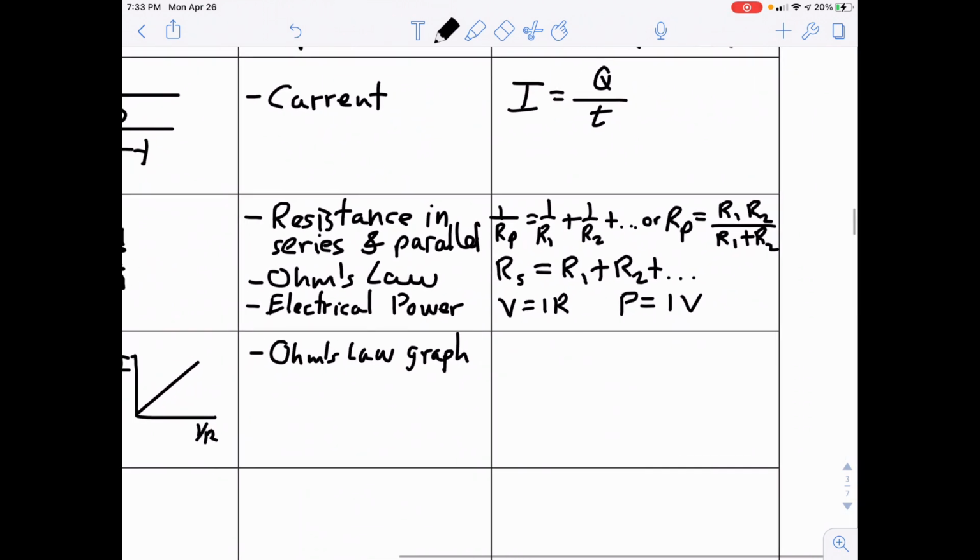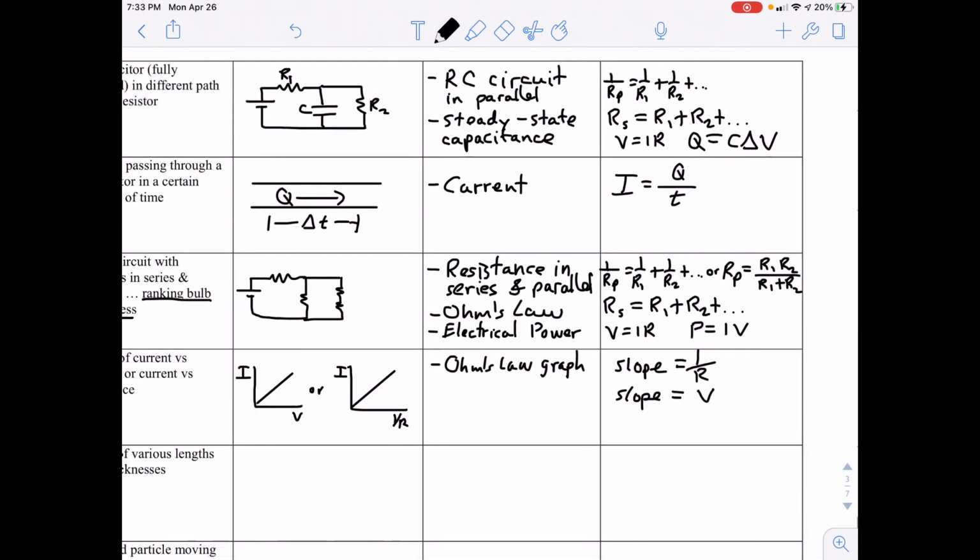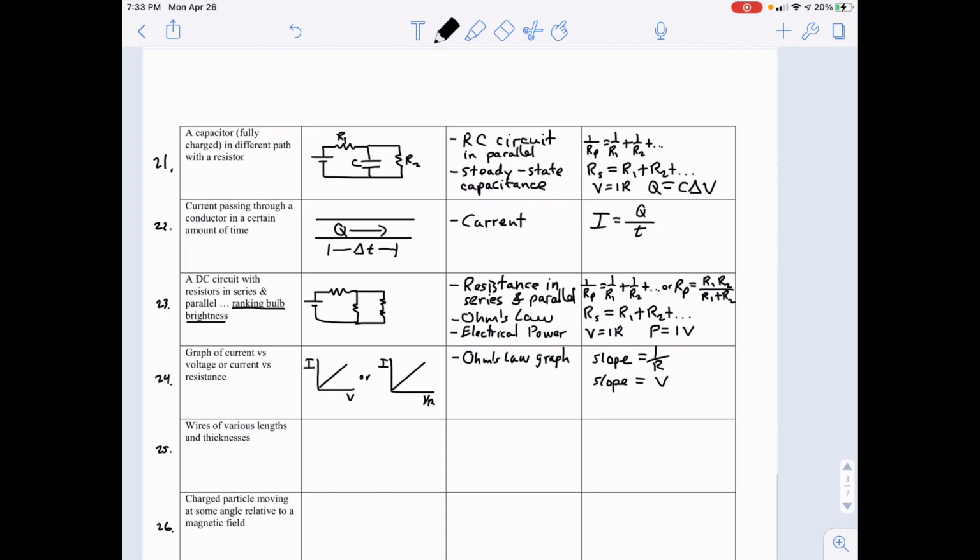Okay, and a couple things here. One, the slope is usually the inverse of the resistance, right? Or the slope, right, is the voltage. So the slope is going to be something related to Ohm's law.